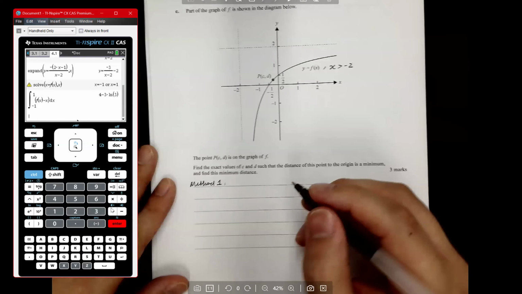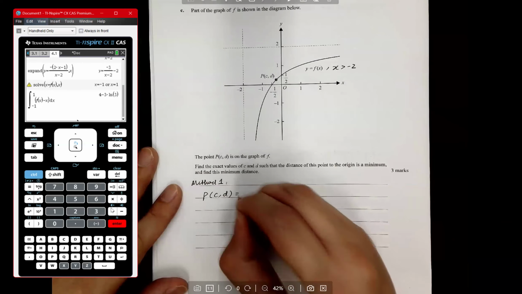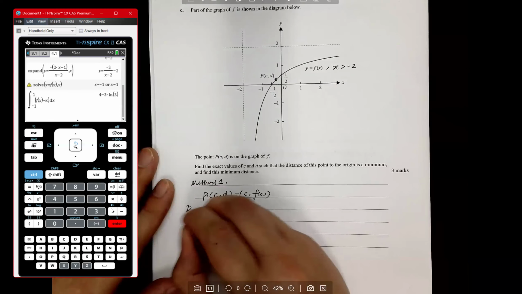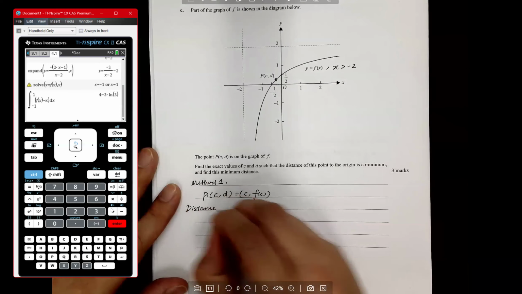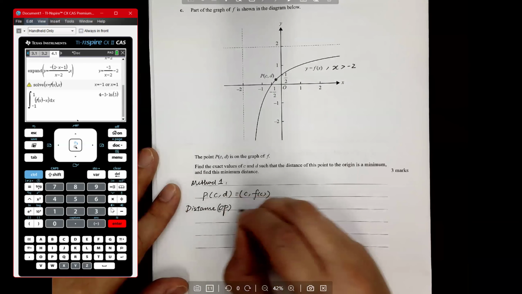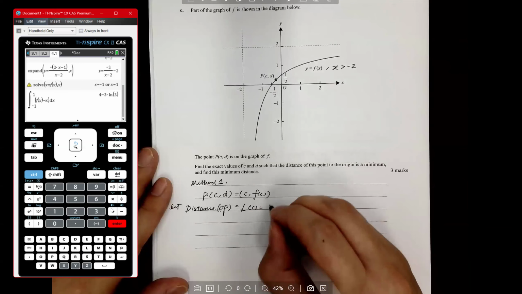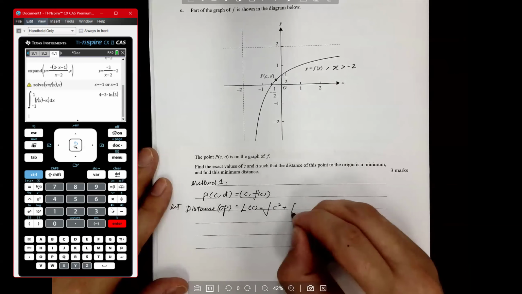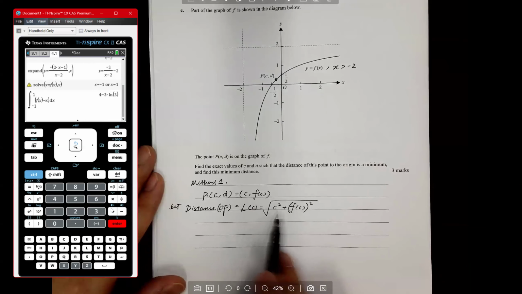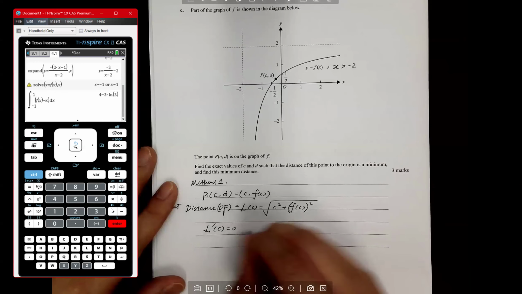You will have to, let's say, point (c, d) equals (c, f of c). So the distance, let's say OP, let distance OP equal L as a function of c, which is the square root of c squared plus f of c, whole thing squared.